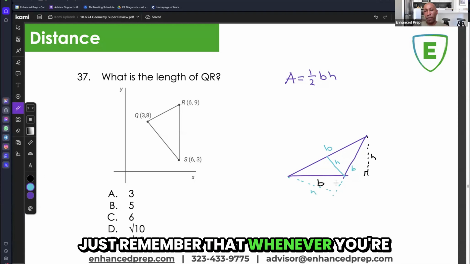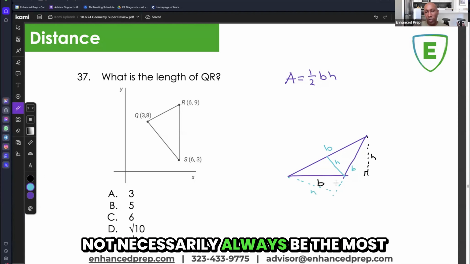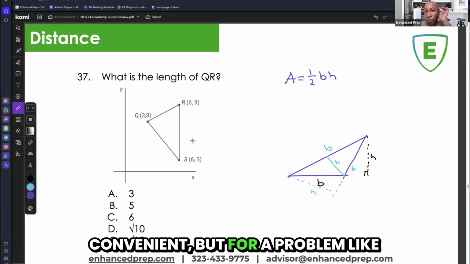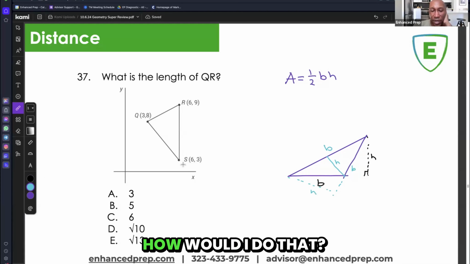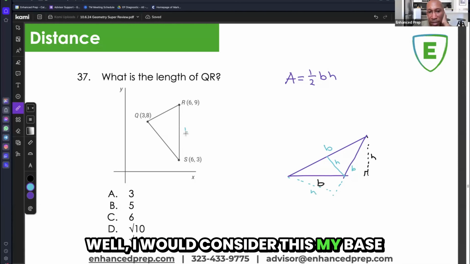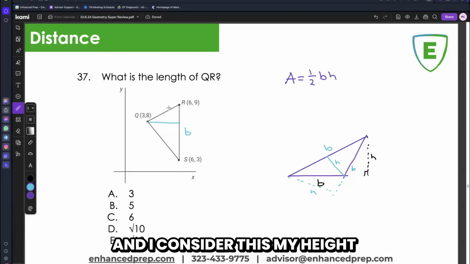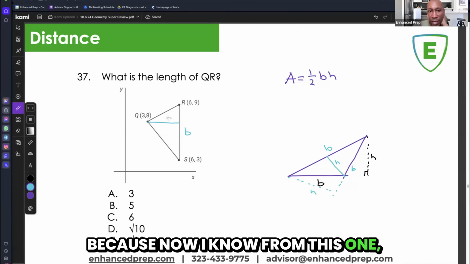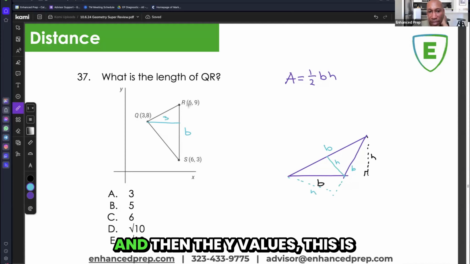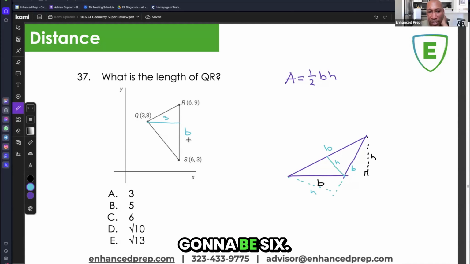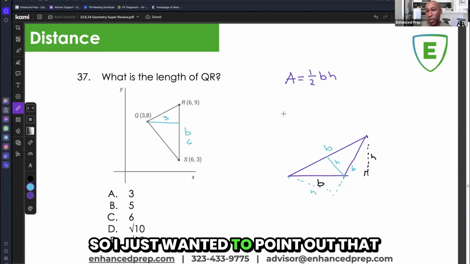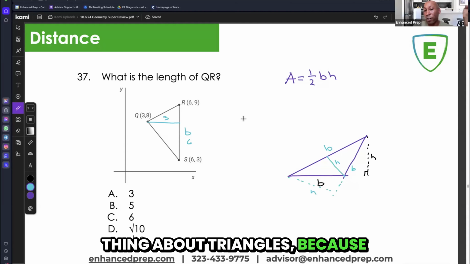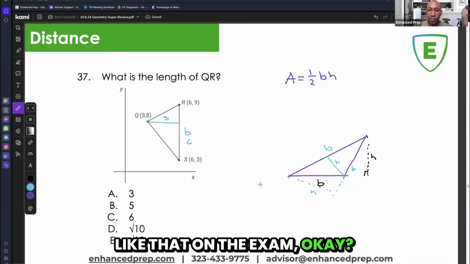Whenever you're thinking about a triangle, it may not always be the most convenient, but for a problem like this, if I was going to think about the area, I would consider this my base and this my height. From this one, the x values are just going to be 3, and the y values are going to be 6. So 6 times 3 is 18, divided by 2, which gives me 9. I wanted to point out that thing about triangles because there are some questions like that on the exam.